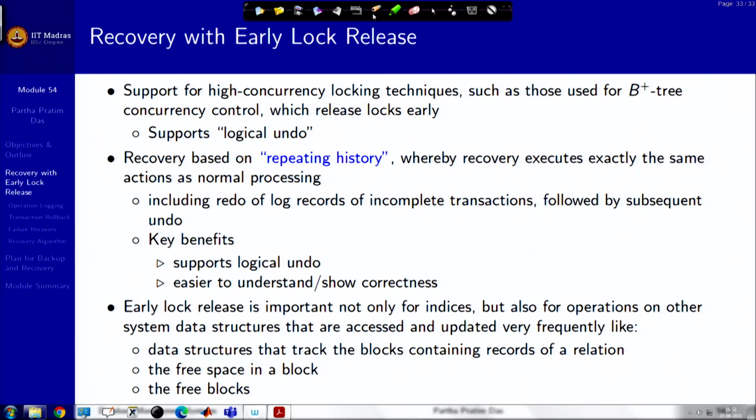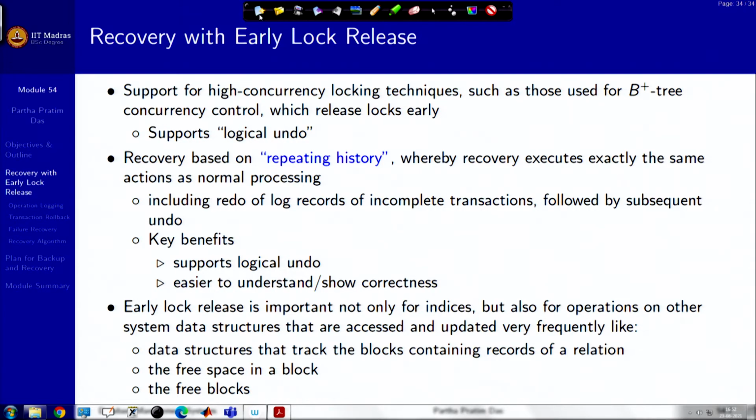So, for which you do a logical undo. The recovery that we have done so far has been repeating history, whereby recovery executes exactly the same action as normal processing, including redo of log records of incomplete transactions, followed by subsequent undo. But now you will have to support logical undo. And once you do that, it becomes much easier to understand the whole process, show its correctness and so on.